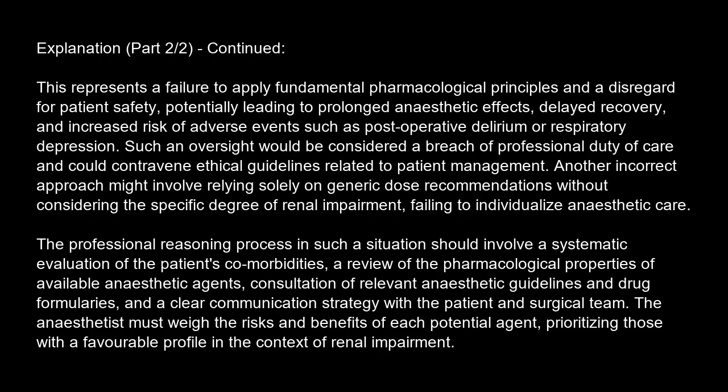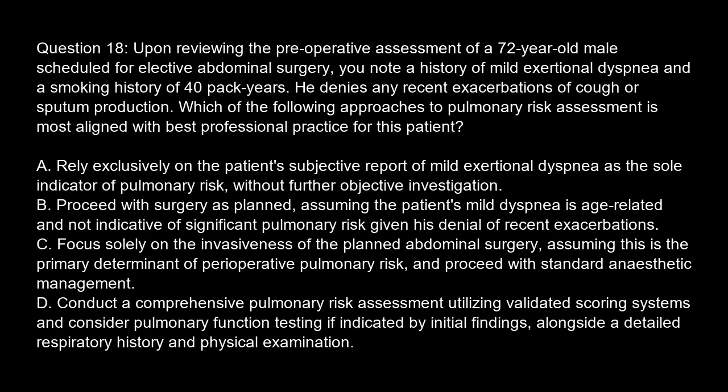The professional reasoning process in such a situation should involve a systematic evaluation of the patient's comorbidities, a review of the pharmacological properties of available anesthetic agents, consultation of relevant anesthetic guidelines and drug formularies, and a clear communication strategy with the patient and surgical team. The anesthetist must weigh the risks and benefits of each potential agent, prioritizing those with a favorable profile in the context of renal impairment.